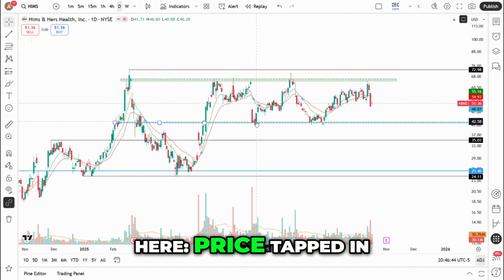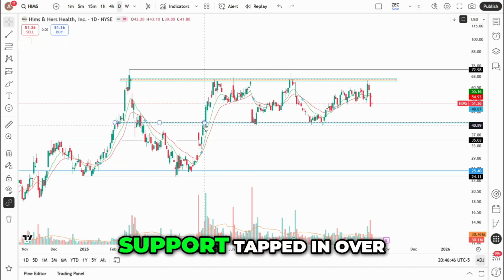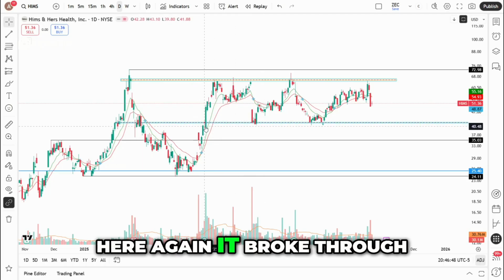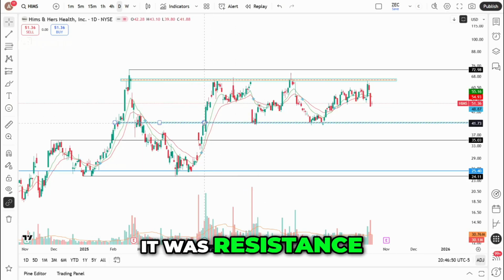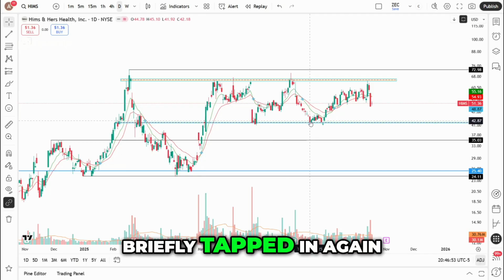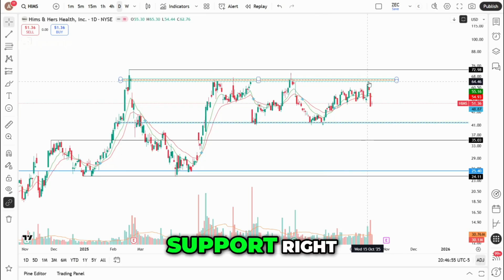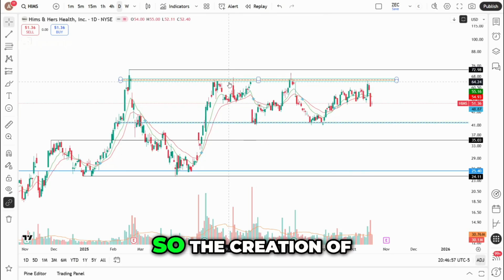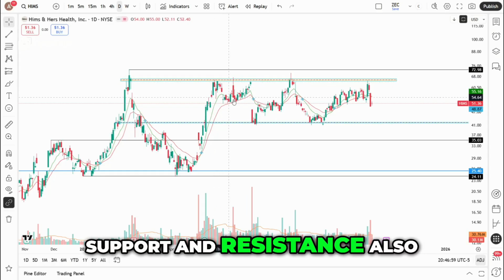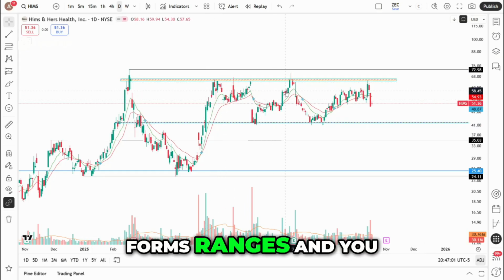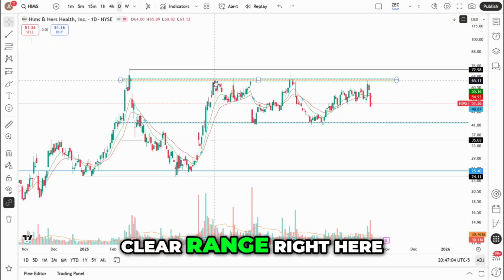You can see over here, price tapped in, support. Tapped in over here again, it broke through, turned it into support. It was resistance briefly, tapped in again, support, support, right? So the creation of support and resistance also forms ranges, and you can see a very clear range right here.